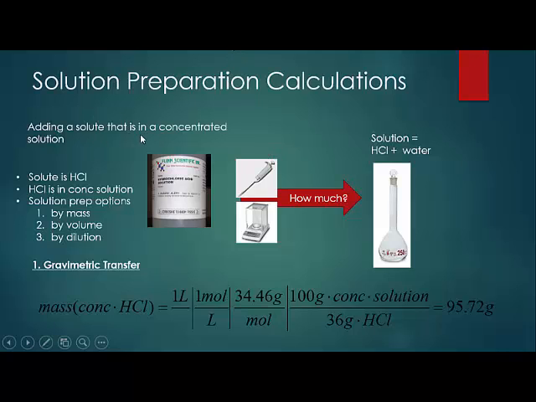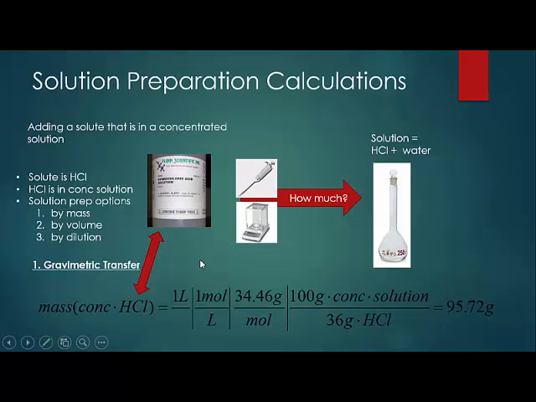We're going to add a solute that's in the concentrated solution. So just for background, guys, many times we're making solutions starting with solutes that are not available pure. Like say we want to make a solution of hydrochloric acid. Well, there's no availability of pure hydrochloric acid, but we have very concentrated solutions of hydrochloric acid. Let's calculate the mass of this concentrated HCl solution that we need to add.